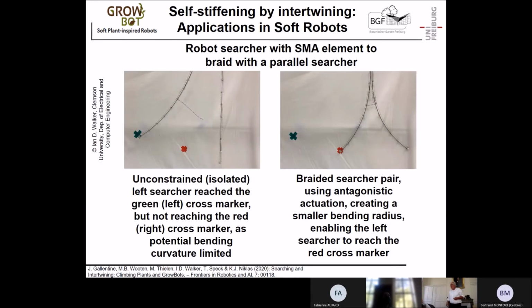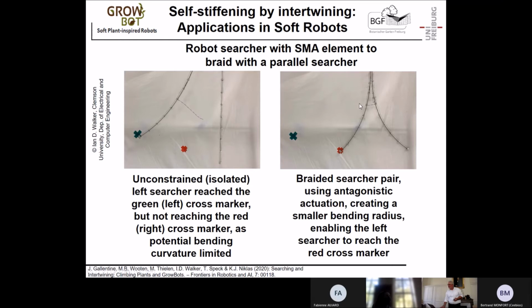Okay, what did we do with that? We worked together with Ian Walker in the States, and he makes SMA elements, SMA robot searchers. These are shape memory alloys, and he had here 2 distinct shape alloy searchers, and he bends one, and this one can only reach the green cross. It can't have a higher curvature to meet the red cross.